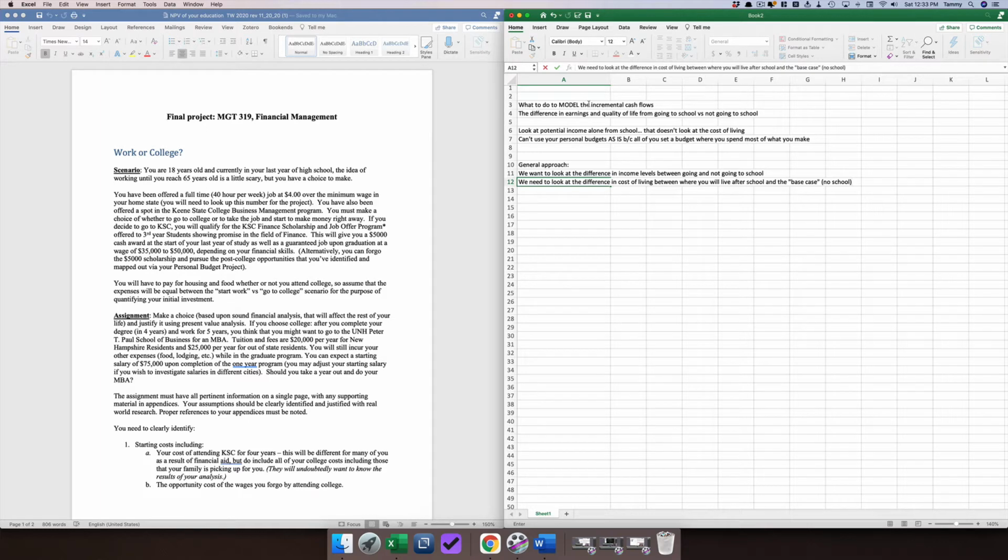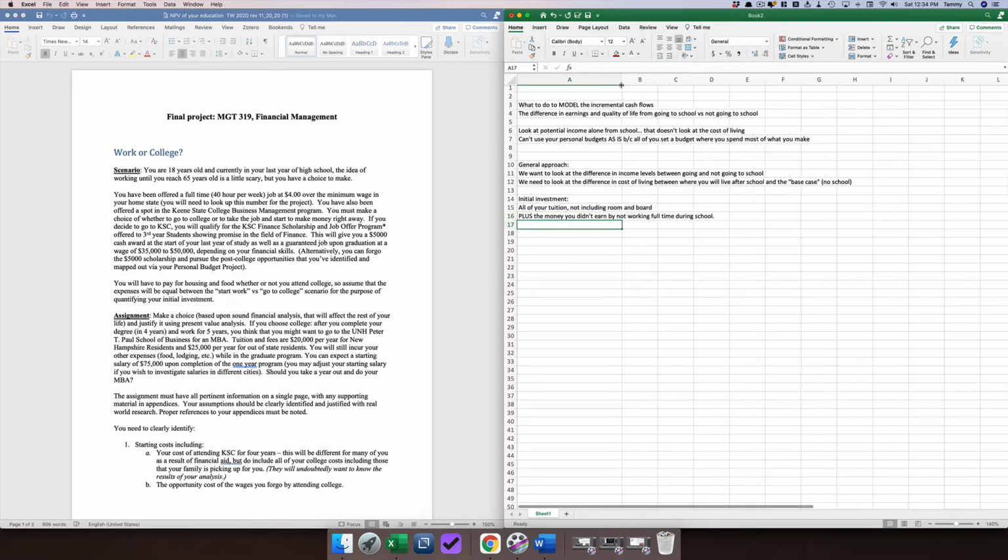All right, so here's how you need to do it. First of all, for the initial investment, it's all of your schooling costs, all of your tuition, not including room and board. Okay, plus the money you didn't earn by not working full time. So that's your initial investment.